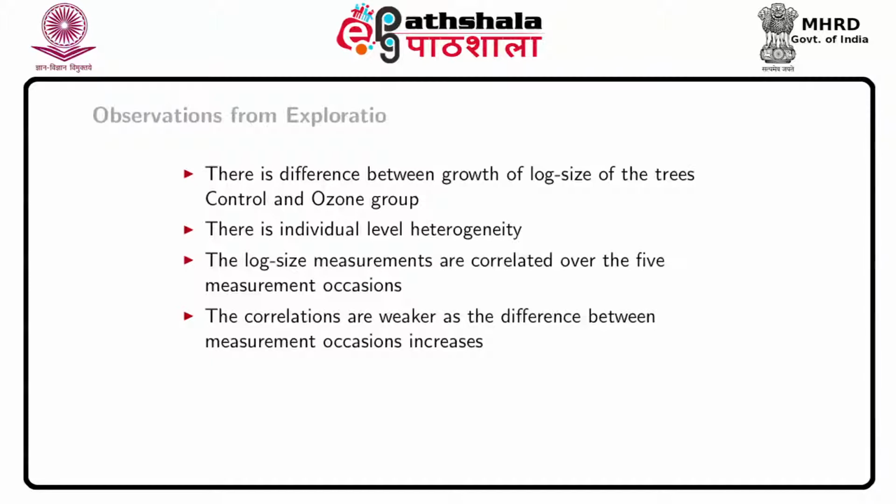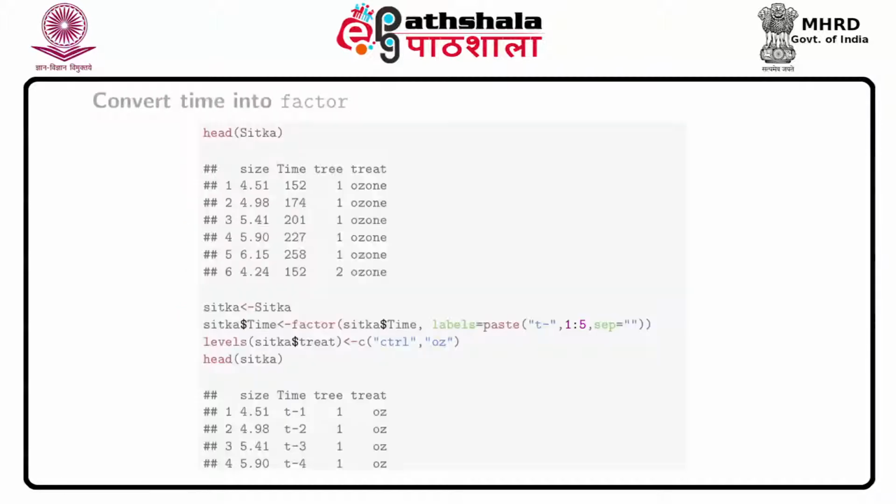So to do the analysis, we start with importing the data. Now we have already imported, or rather we have already called, the library MASS. Now if we write head(Sitka), it gives me the data: the first 6 rows with size as the log size, time, that's the time in days, tree and ozone.